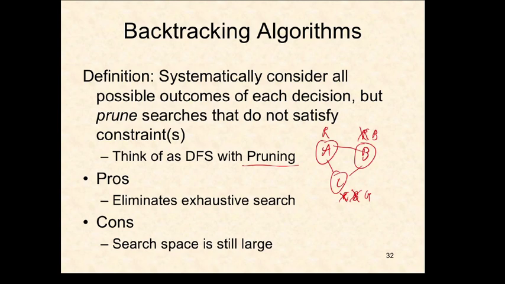Now, the downside is that even though we prune out sections of our search space, the search space could still be pretty large. So we're going to run faster. We may not run fast, but we will run faster than if we did every possible combination, even considering red, red, red, red. Let's just keep going red, even though we know the first two were invalid.